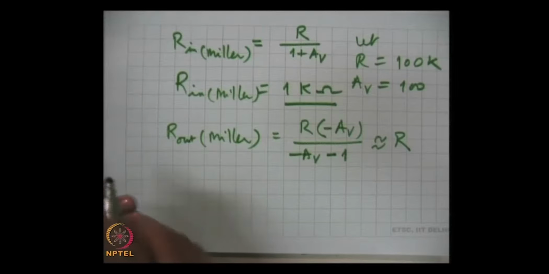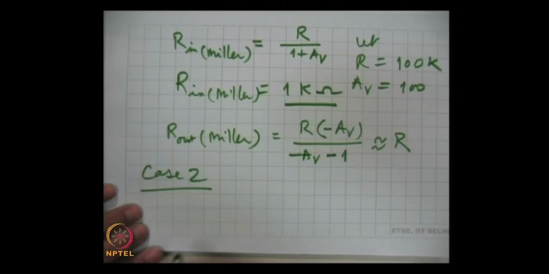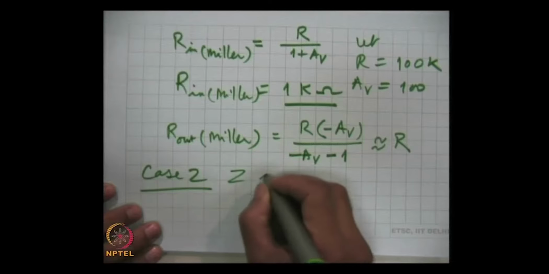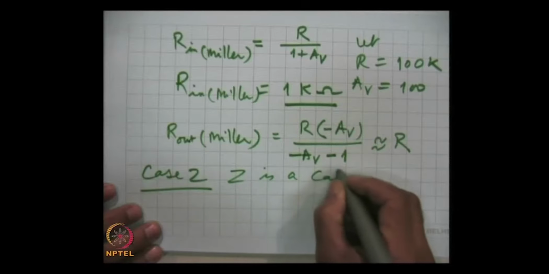Now, let us take the capacitance, because we will be concerned with capacitances when we say junction capacitance, and some junction capacitances will appear in Miller's configuration, and their magnitudes are drastically changed due to the Miller effect. See here, case 2, this is when Z is a capacitor.